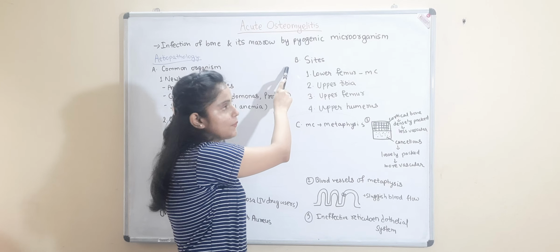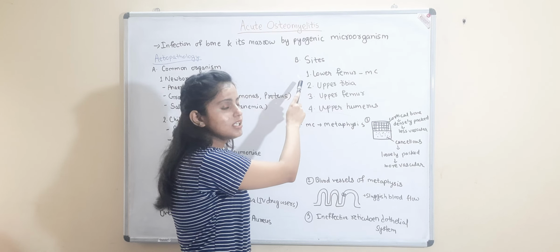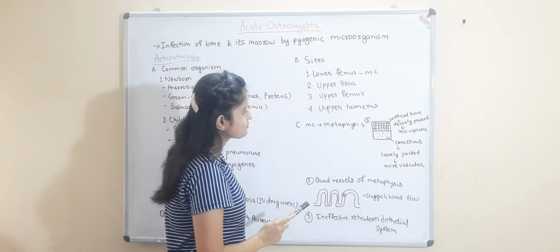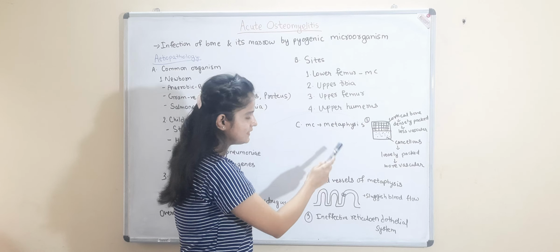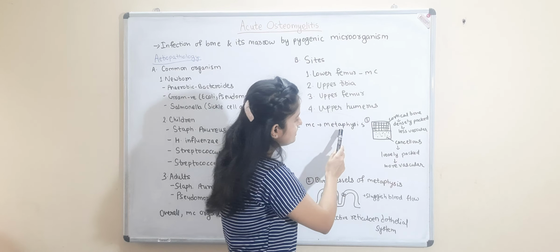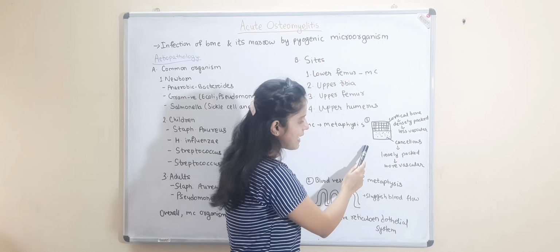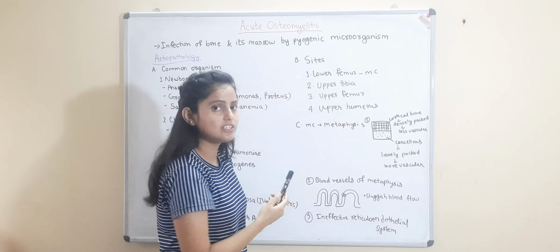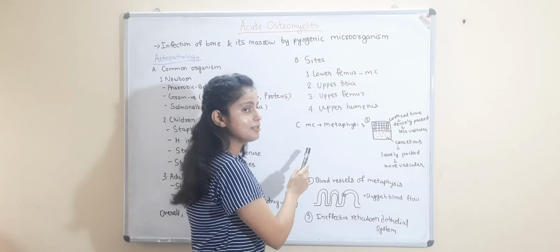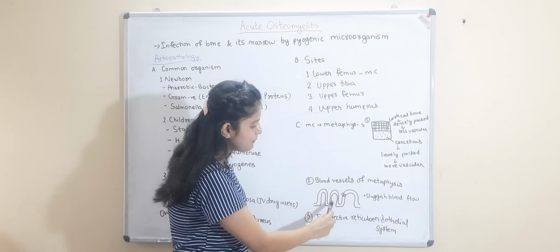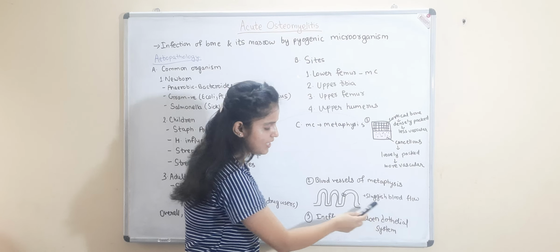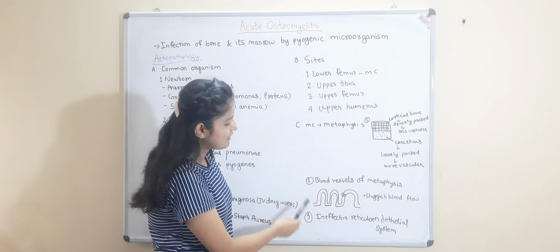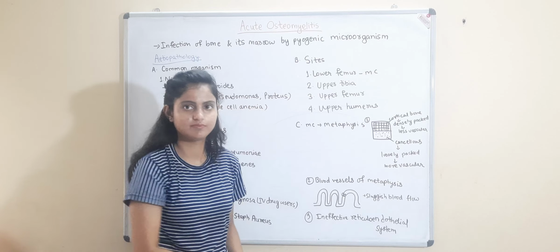The common sites where acute osteomyelitis occurs: most commonly the distal femur, then upper tibia, upper femur and upper humerus. It most commonly occurs in the metaphysis because there the cancellous bone is loosely packed and more vascular. When there is injury, there is an increase in blood, and the blood acts as the culture media for the microorganisms. The blood vessels of the metaphysis form a hairpin loop where there is sluggish blood flow, and the microorganisms can accumulate here and cause infection. Also, in the metaphysis there is an ineffective reticuloendothelial system.